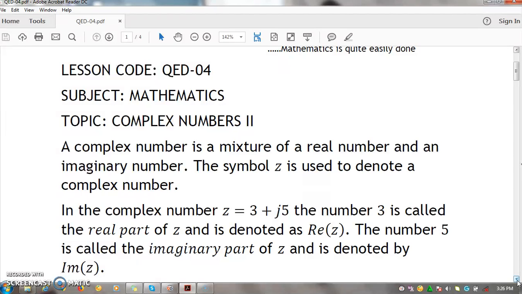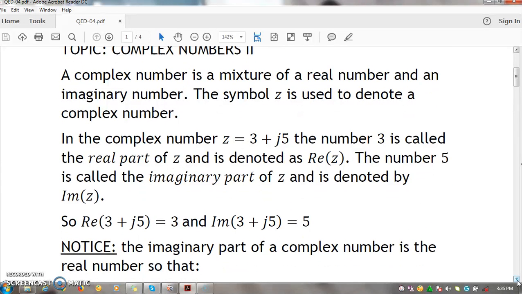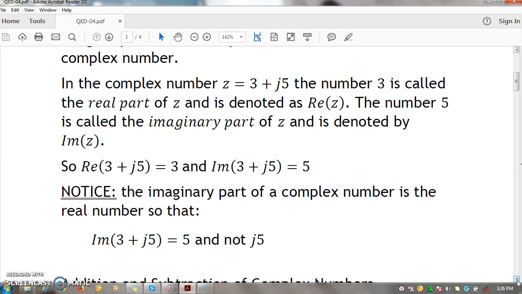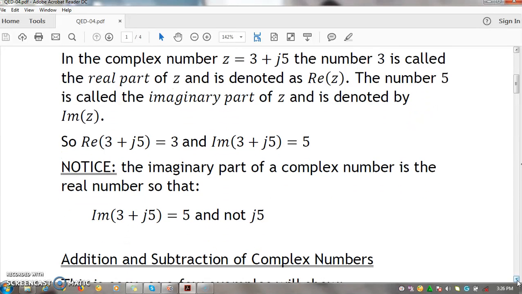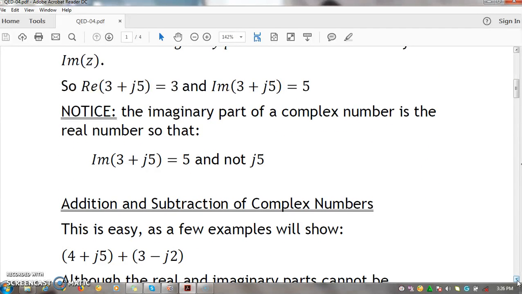In a complex number, when we have z equals 3 plus j5, the number 3 is the real part, while the other part, j5, is the imaginary part. The real part is denoted Re(z), that means the real part of the complex number z. The number 5 is called the imaginary number, and that is denoted by Im(z). So when we have 3 plus j5, the real part is 3 and the imaginary part is 5. Note that when you are writing the imaginary part, it is 5, not j5.